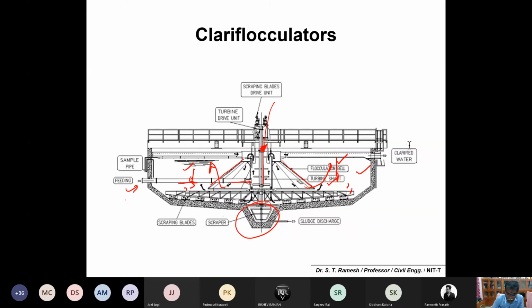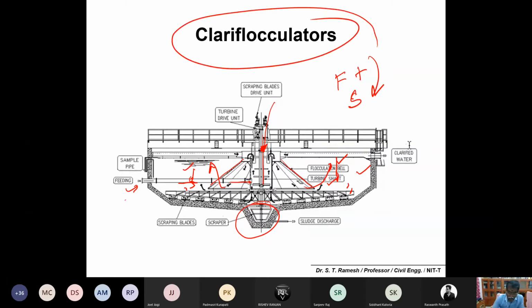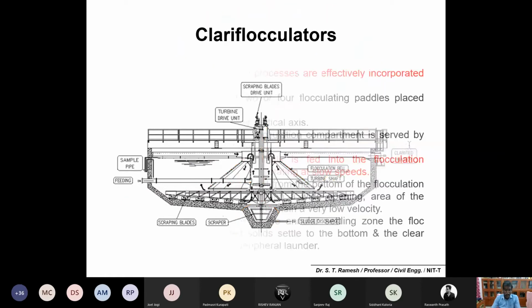Is it okay? So you can couple flocculation plus sedimentation together. That unit operation is called a clariflocculator. Okay, in some places the footprint or your land availability may be very, very less. It is very difficult to plan one flocculator separately and one sedimentation tank separately, or there may be some special features. So you can have everything together in a single tank. Okay, so that is the clariflocculator.